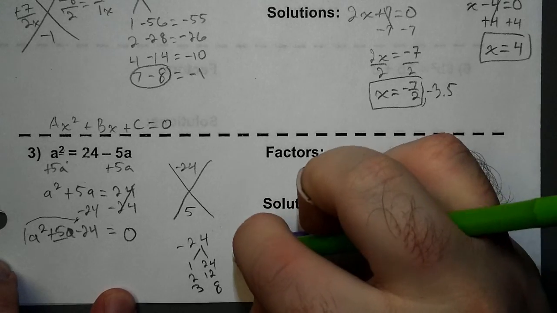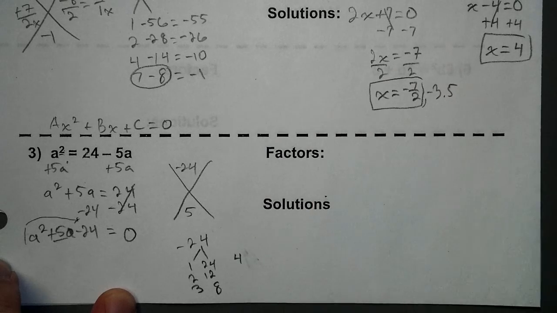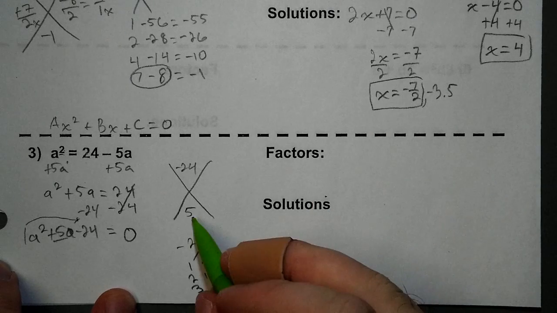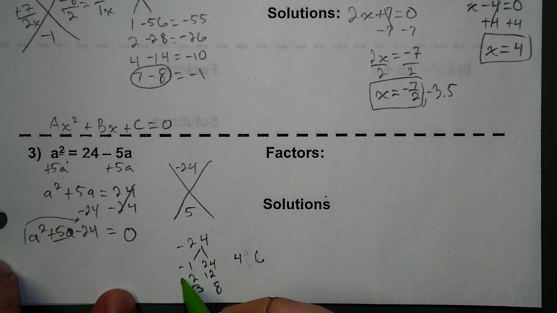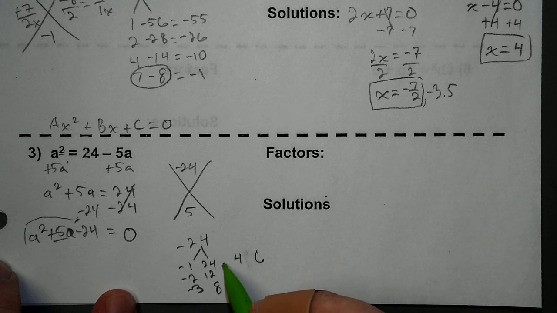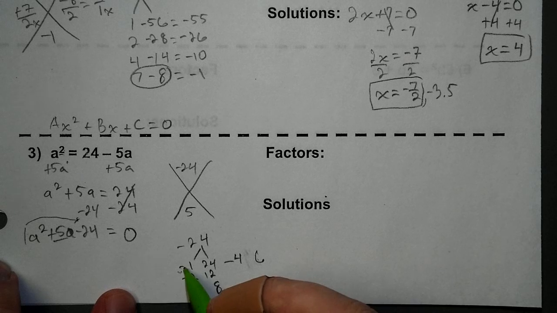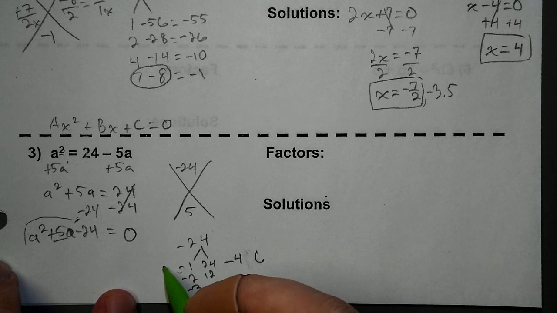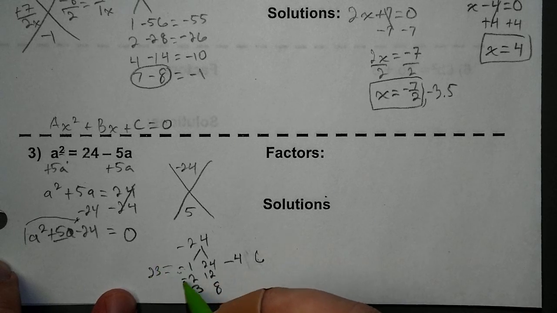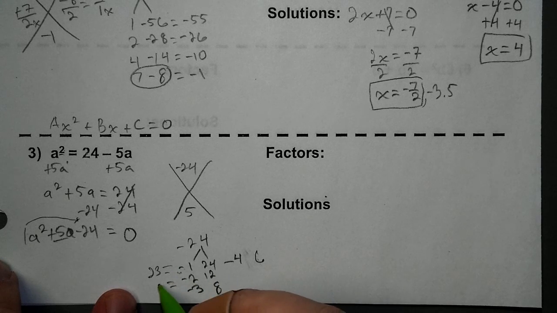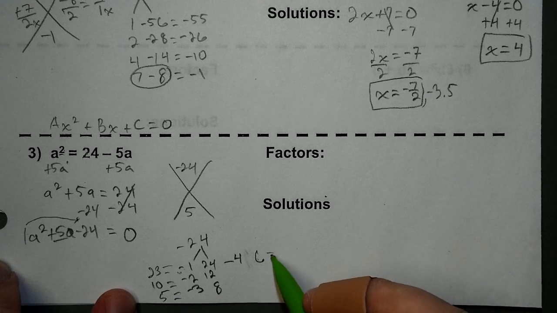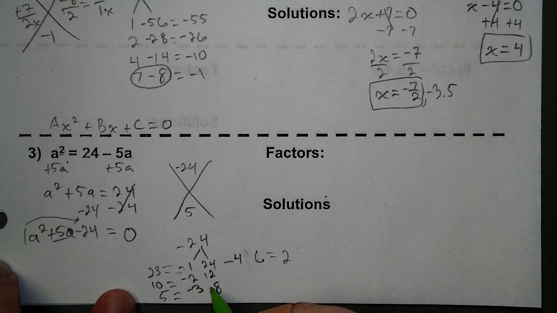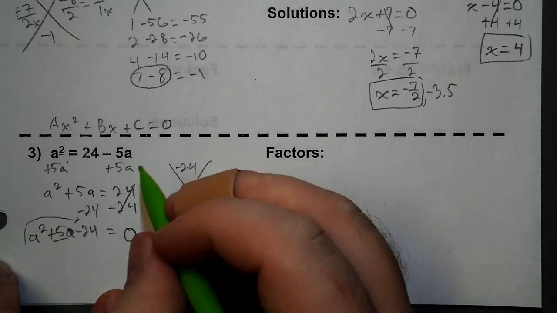Now, since it comes out to a negative 24, I know one of my values will be negative. But since this number is positive, it's going to be the smaller value. So let's change the smaller value, each one, to be negative. Negative 1 and 24 is 23. That's too much. Negative 2 and 12 is 10. A little bit too much. Negative 3 and 8 is 5. That looks right, but I just want to test this one. Negative 4 and 6 is 2. So it is these values.